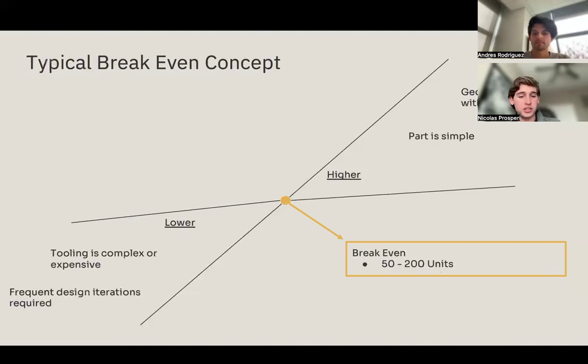So, based on industry data and the cost relationships shown earlier, the break-even point usually falls between 50 and 200 units. 3D printing is favored when tooling is very complex or expensive and frequent design iterations are required. Now, conventional casting is favored when the part is simple, the geometry works with standard tooling, and the expected production volume is high.